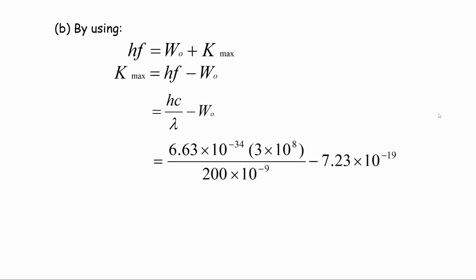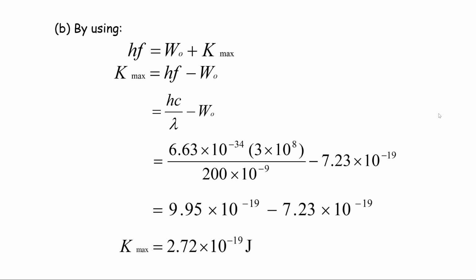Question B is asking for Kmax when the lambda is 200 times 10 to the power of negative 9 meters. By using Einstein's photoelectric equation, substitute all the values, and for the work function, take it from question A. And finally, we can get 2.72 times 10 to the power of negative 19 joule.